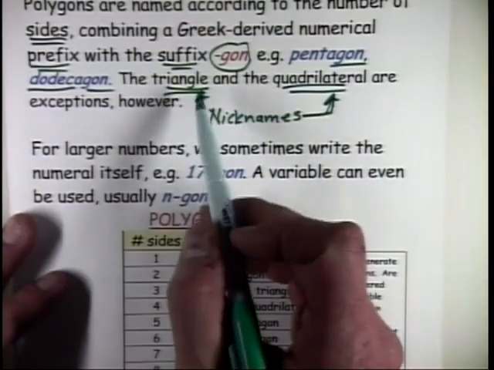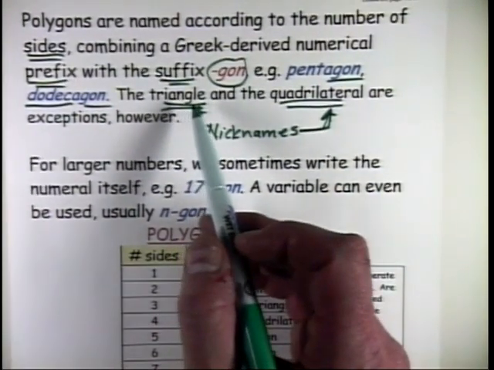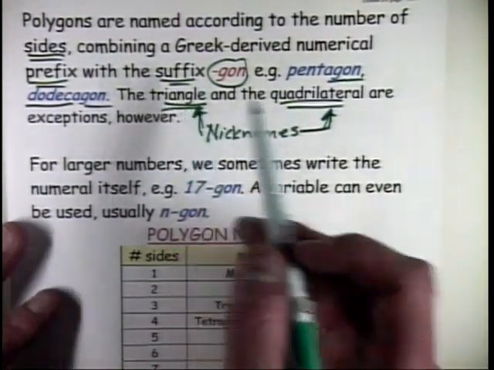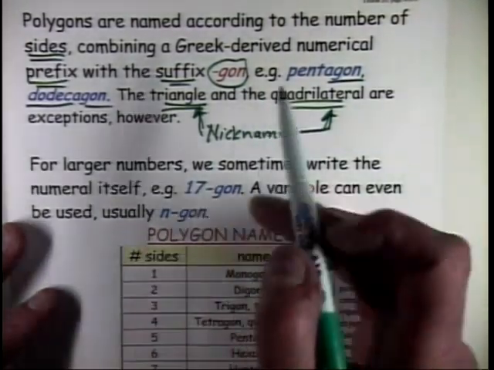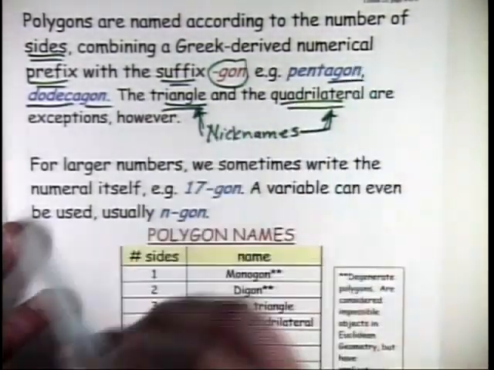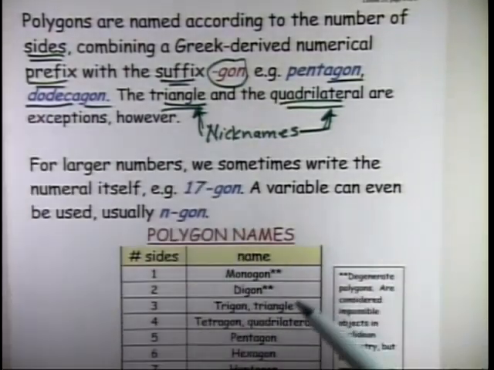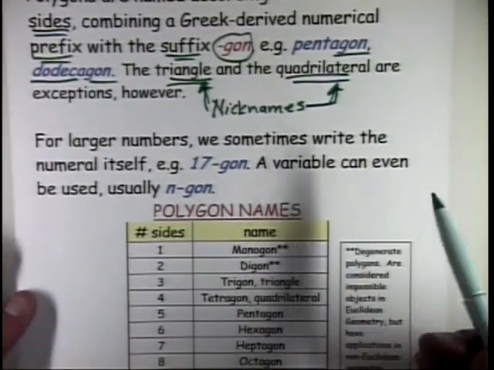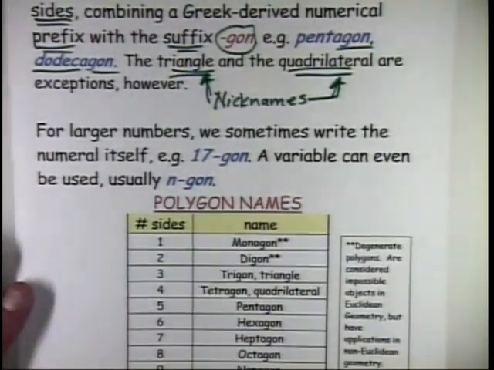So in that same scenario, we can call a triangle a 3-gon if we happen to forget the name and we know it has 3 sides. We can call this a 4-gon. We can call a pentagon, you'll see, a 5-gon. In general, we can refer to any polygon with n number of sides as an n-gon.